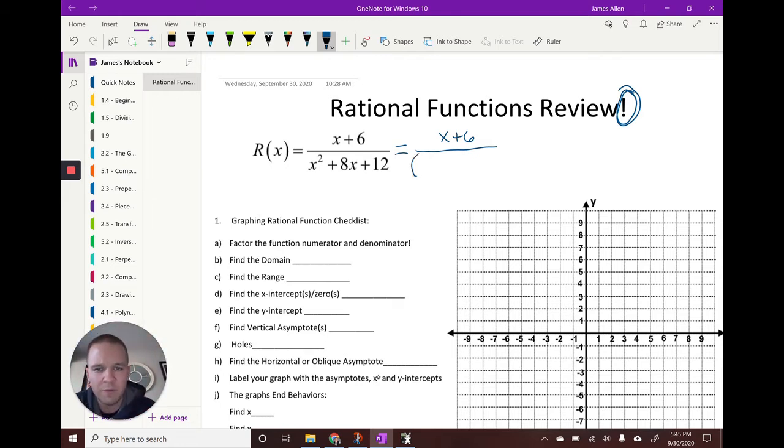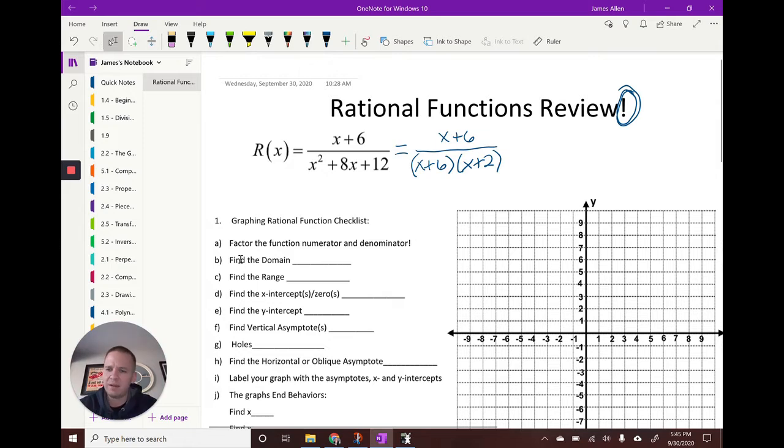So what multiplies to 12 and adds to 8? That's going to be x plus 6 and x plus 2. If you cannot factor, you're in big trouble, okay? We have to be able to factor. Got to be able to. All right. So let's see here. We've got a little checklist going on here.